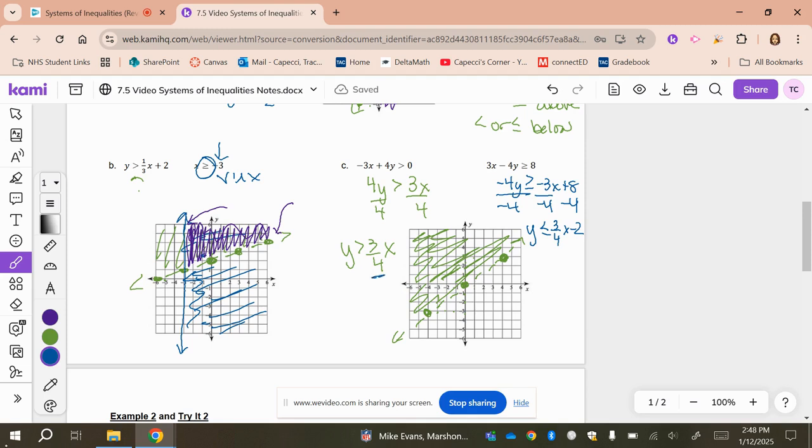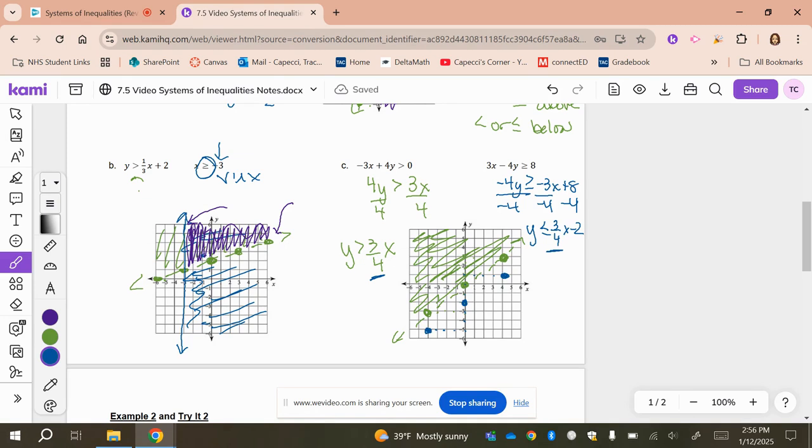Now, right away, I notice that my slopes are the same. So I know these lines are going to be parallel. So this time, I'm going to start at my negative 2. And I'm going to go up 1, 2, 3 to the right, 1, 2, 3, 4. And I go down 1, 2, 3 to the left, 1, 2, 3, 4.